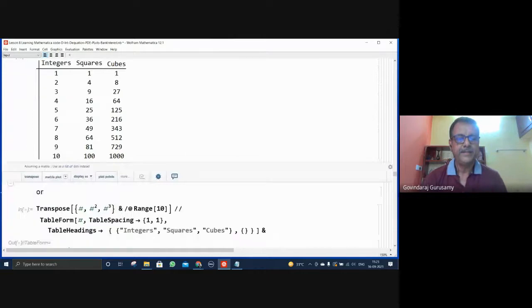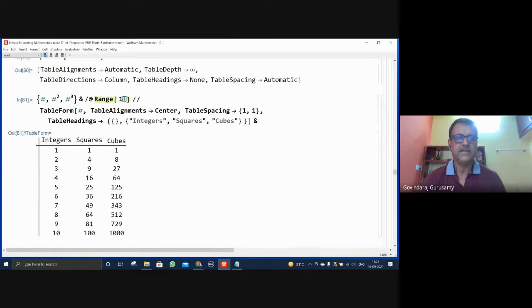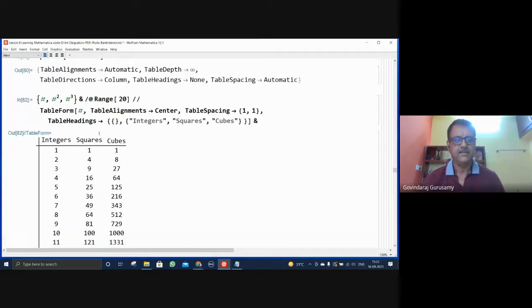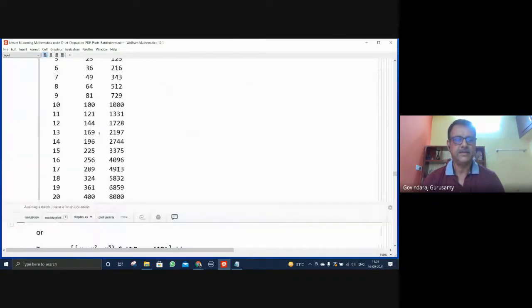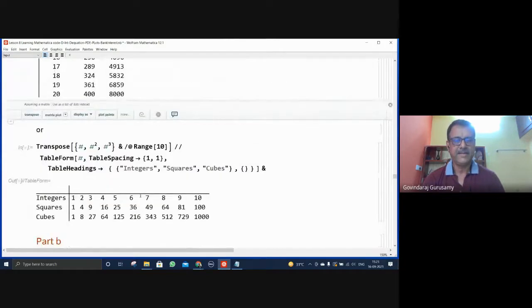So numbers, squares, and cubes have been listed up to the range. Now if you make this range 20, it doesn't matter, it will give the square and cube automatically, without any difficulty. So this is what happens.